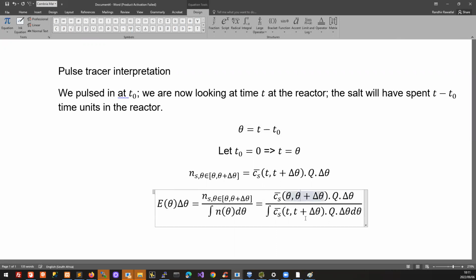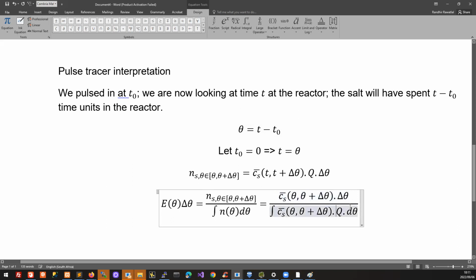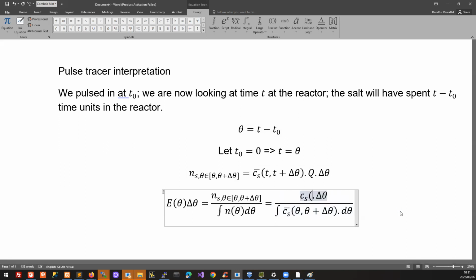Should have really used the copy paste thing from earlier. So that's there. By the way, this delta theta is wrong. We are integrating in theta, so this integral is the sum there. So that's fine. This q is a constant, so we can cancel numerator and denominator, and then this average here. So instead of saying the average, we'll just call this the concentration of salt at age theta.